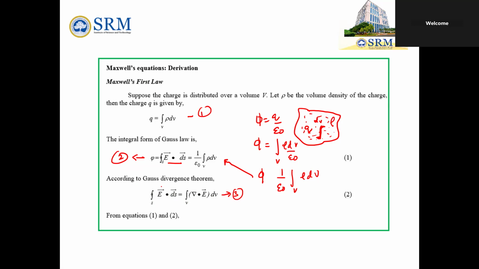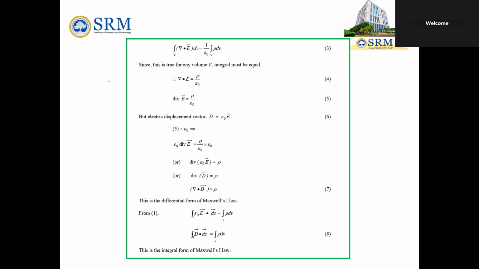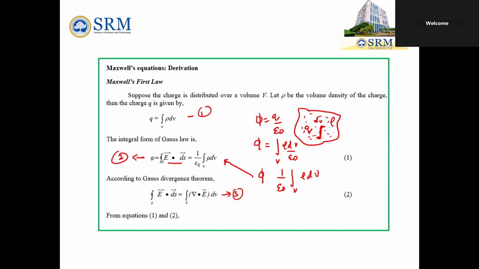The closed surface integral of E dot ds is equal to the volume integral of del dot E into dV, according to the Gauss divergence theorem. Now, these values you know very well. Before that, this equation, E dot ds is equal to this value. Therefore, substituting in this portion, what is the value? 1 by epsilon naught into rho dV.